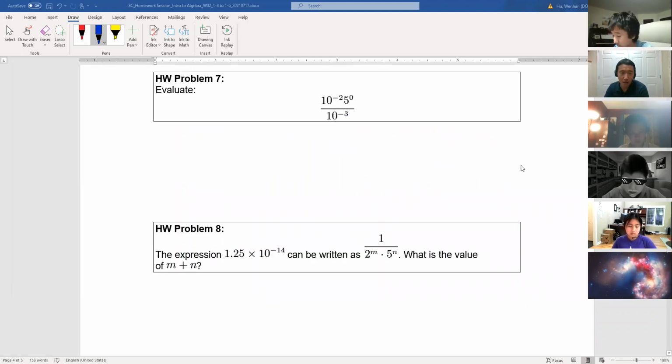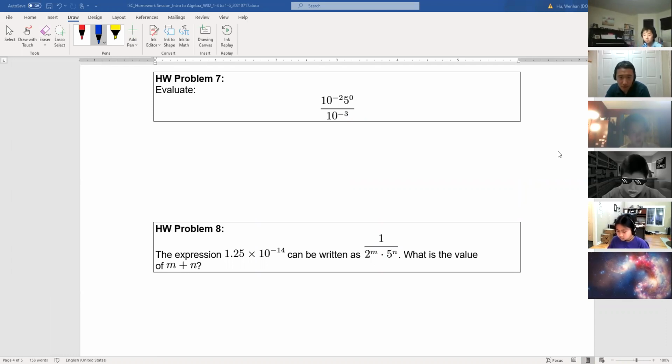Problem 7 here. Evaluate this. Adam, do you want to give it a try? Sure.